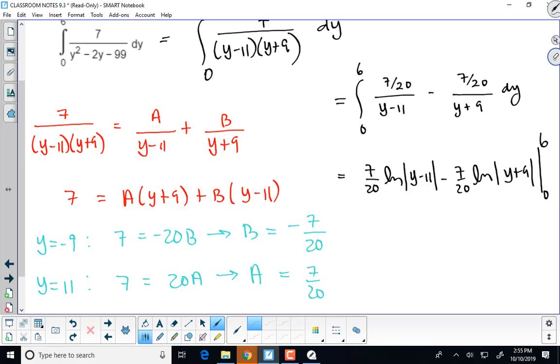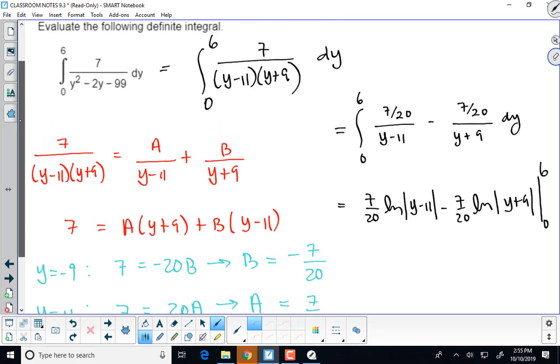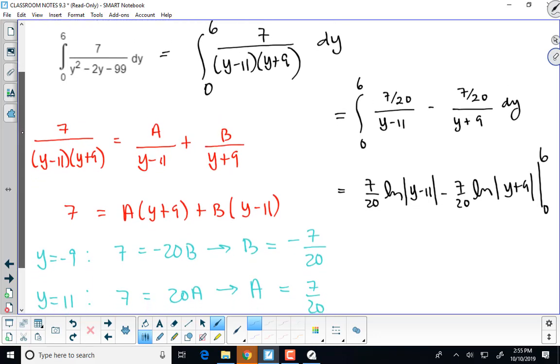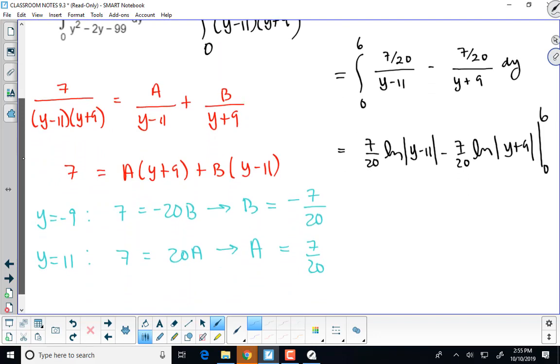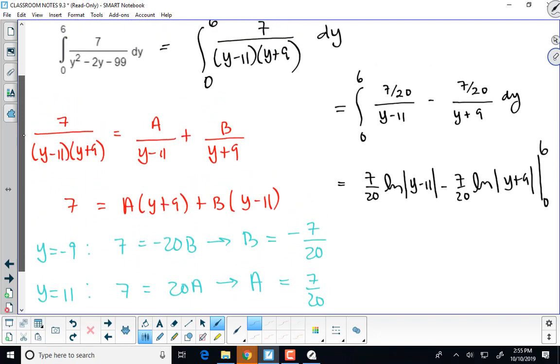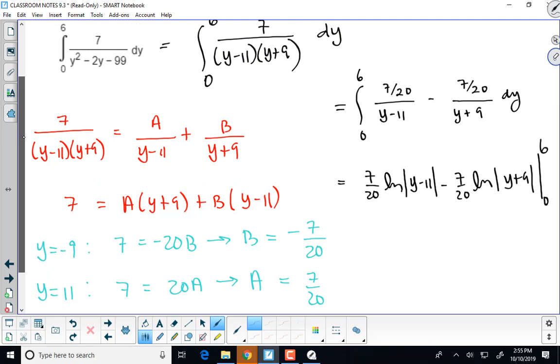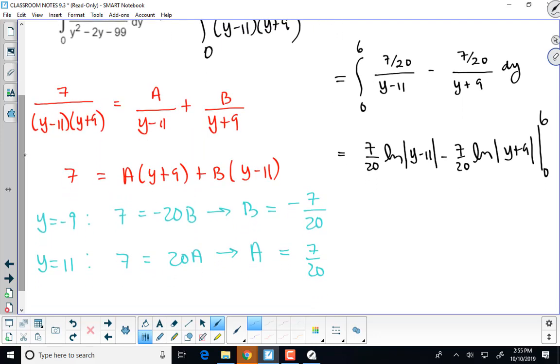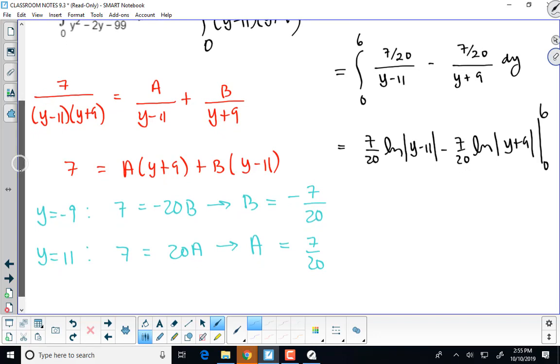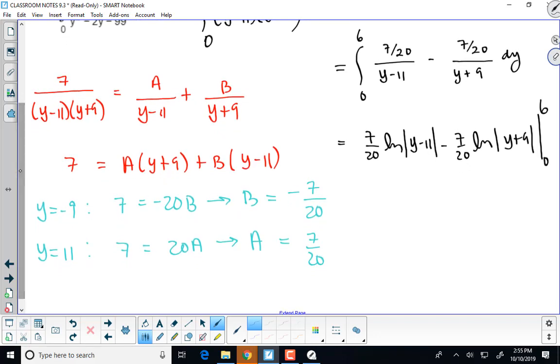Wait, what? Something's wrong. Or is everything just right? Something is desperately wrong. What is it, too easy? Well, if we plug in a 6, we get a negative number in there. But it's the absolute value. Ah, thank you. I did that same thing.